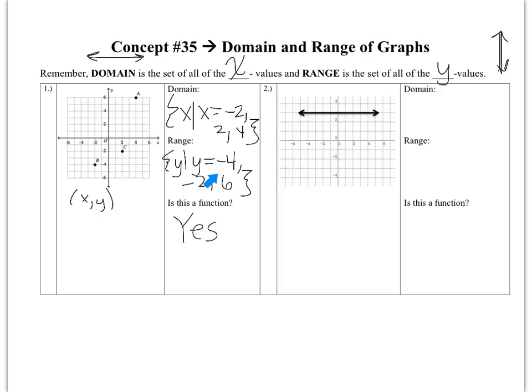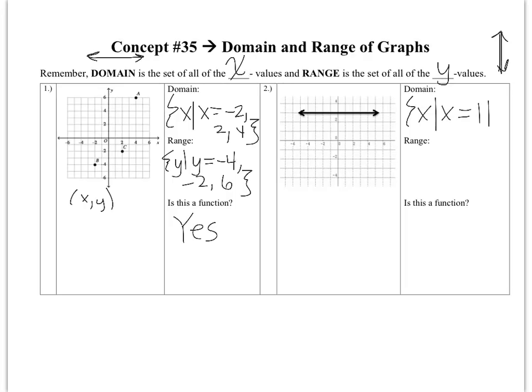Now, number two is a little bit trickier because we have a line, right? And on this line, all of the fractions and decimals in between all of these ordered pairs that this line goes through are also solutions. So if I'm asking about the domain, I'm asking you to imagine that this line is on the x-axis. And what points does this line hit on the x-axis? Well, if I shaded in the entire x-axis, that would be this line, right? If I brought this line down to the x-axis, it is going to hit all of the x values. So the domain here is x such that x equals all real numbers.